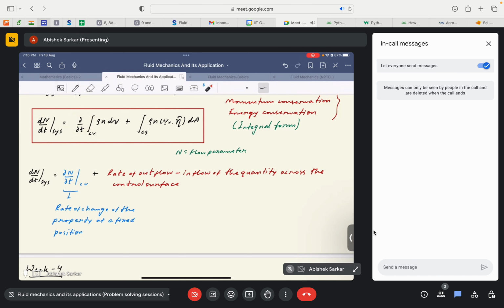And here, not eta, small n denotes the intensive flow parameter that we are going to choose. If N denotes the flow parameter, the small n denotes the intensive flow parameter of that same parameter.